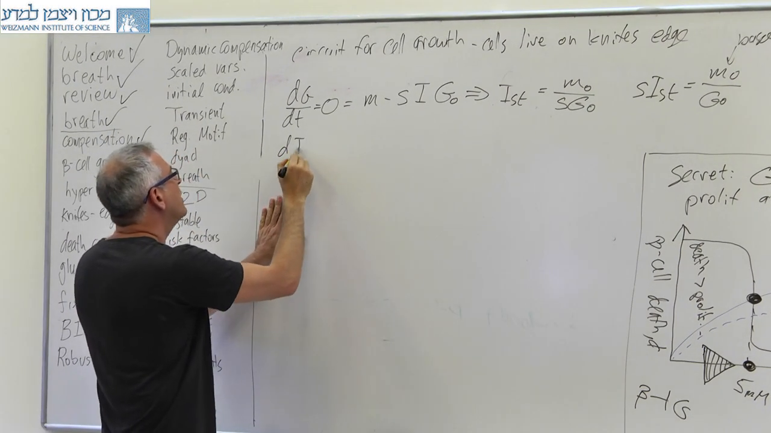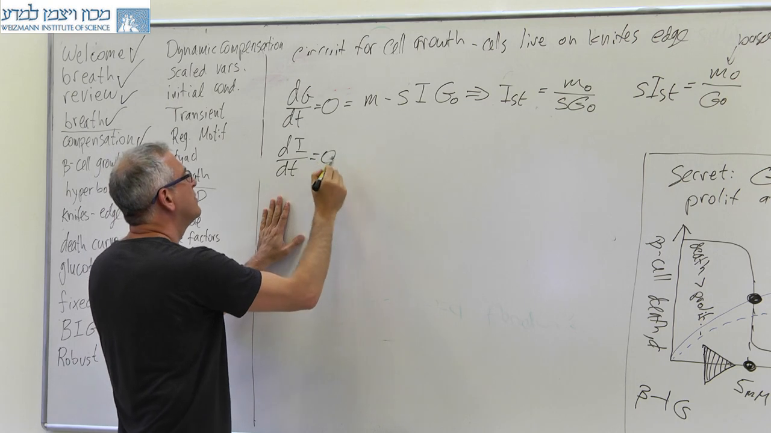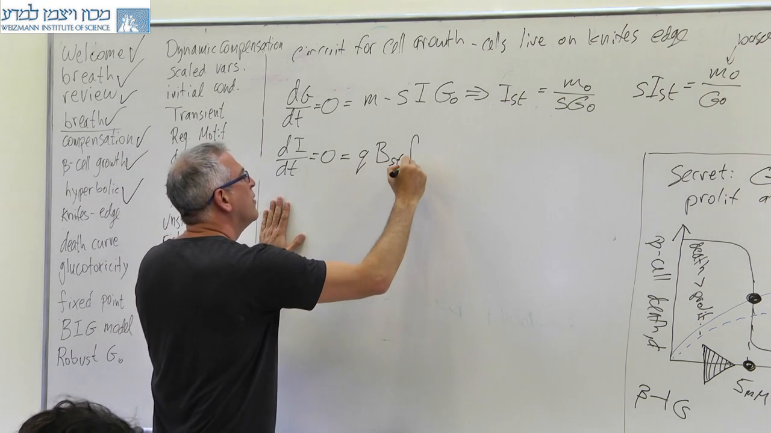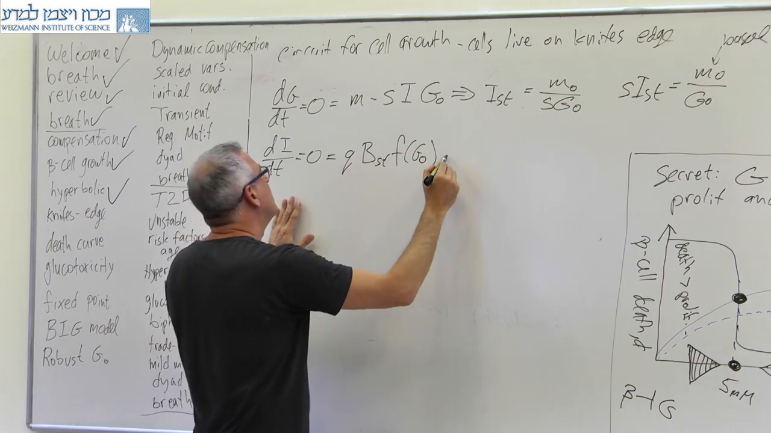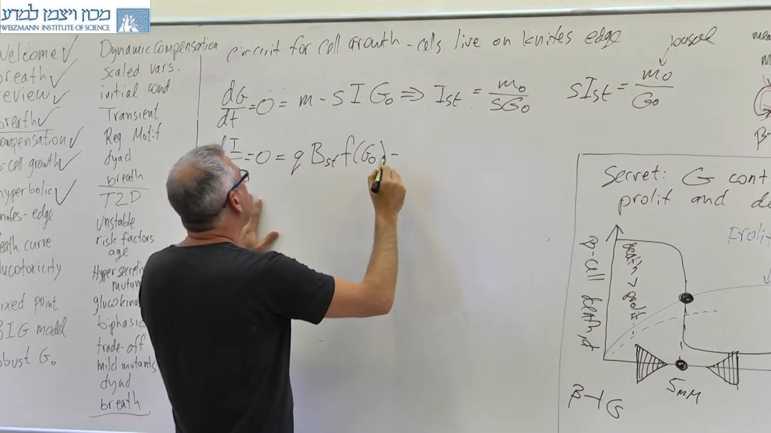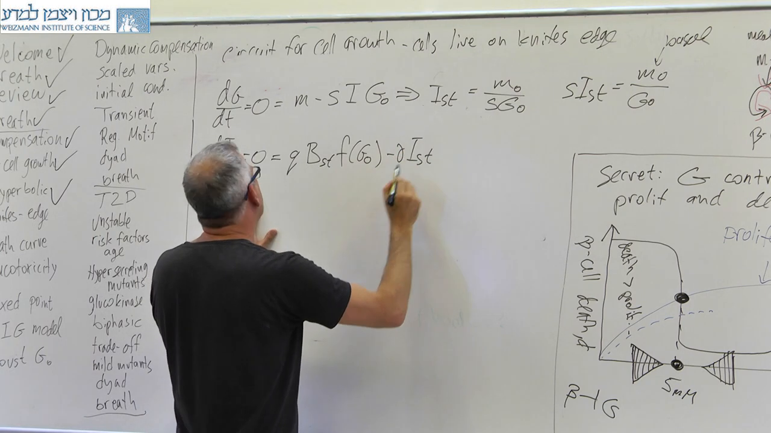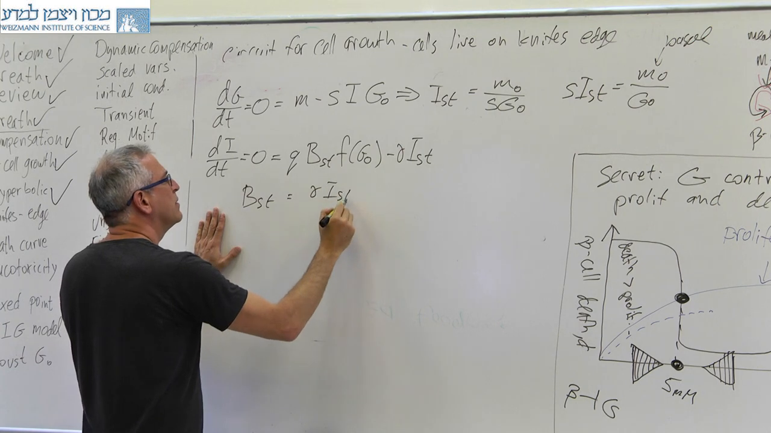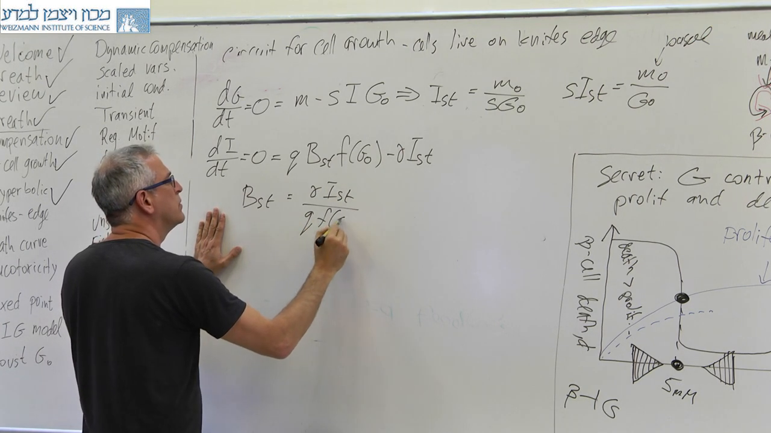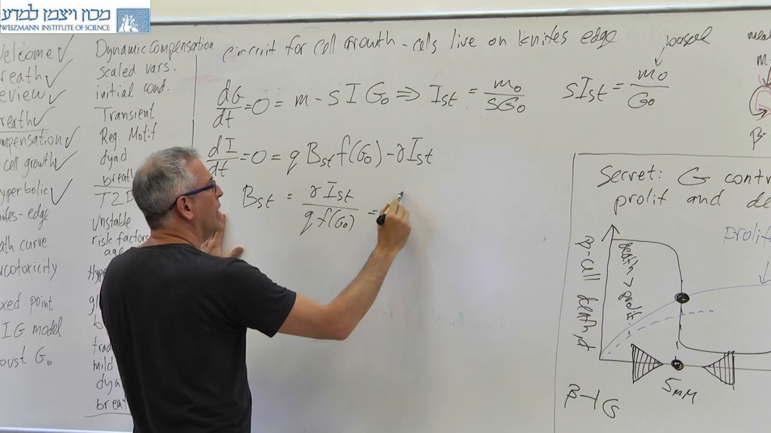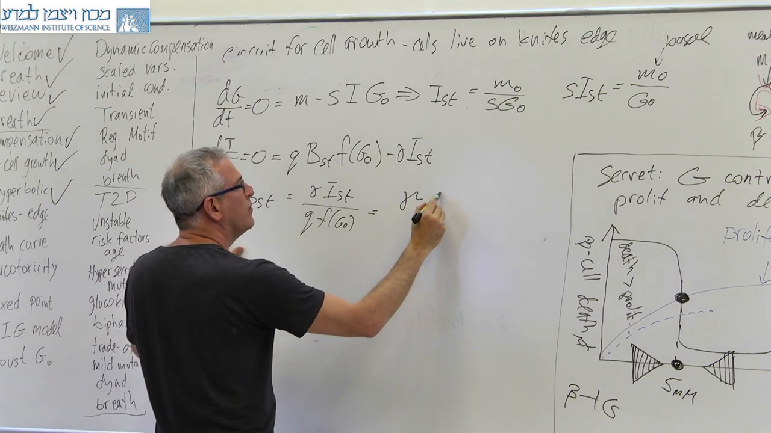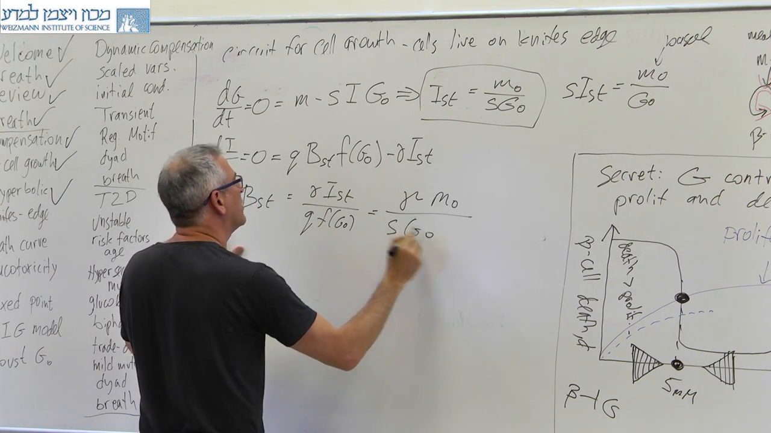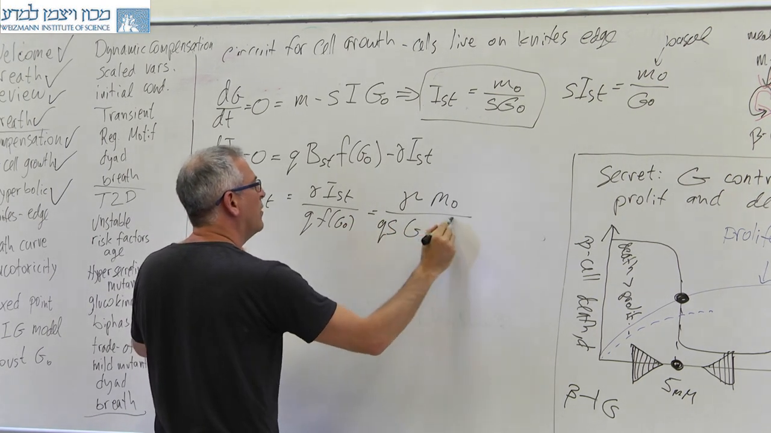So let's talk about the insulin, how much insulin is at steady state. So we have Q, B steady state, F of G steady G0, minus gamma I steady state. So B steady state is gamma I steady state divided by Q F of G0. And I'm going to plug in I steady state. Great. Gamma M0 divided by IS G0, that's I steady state, Q F of G0.